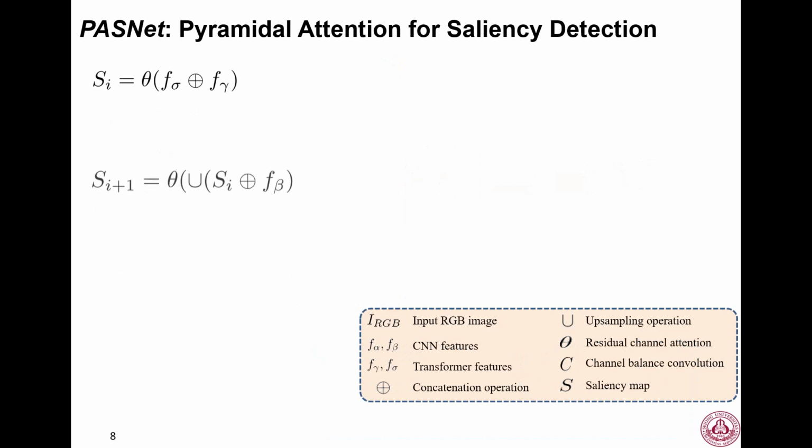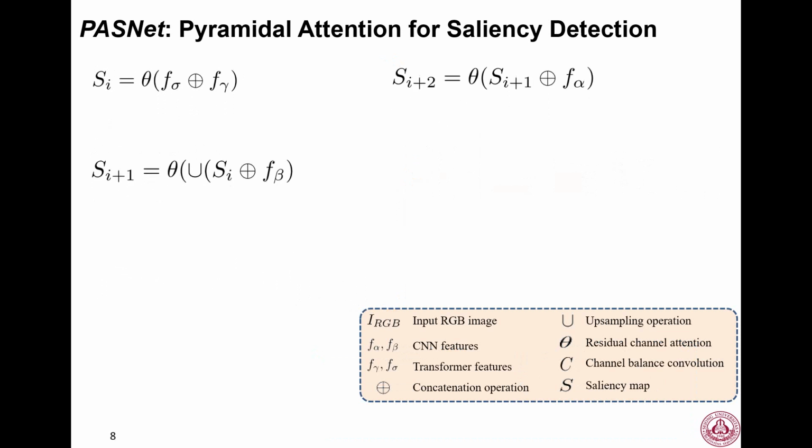The decoder receives alpha, beta, gamma, and sigma features, progressively concatenating from the fusion of shallower to deeper layers. After each concatenation branch, PASNet has a residual channel attention block, as represented by theta. Theta captures spatial and channel dependencies between pixel locations and different channels of the input feature maps. The saliency map is obtained by gradually upsampling the features during concatenation.